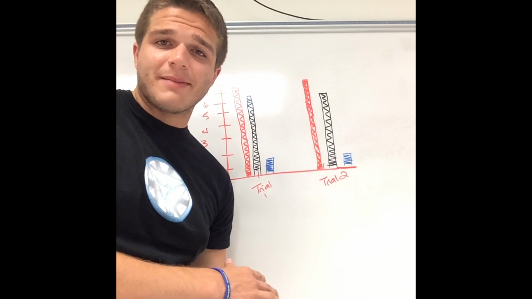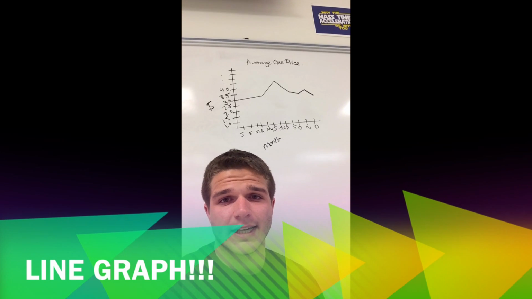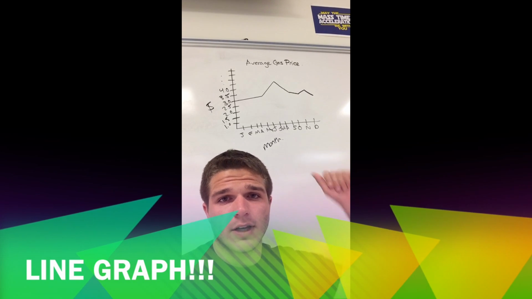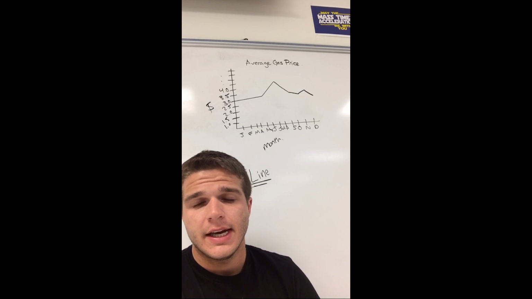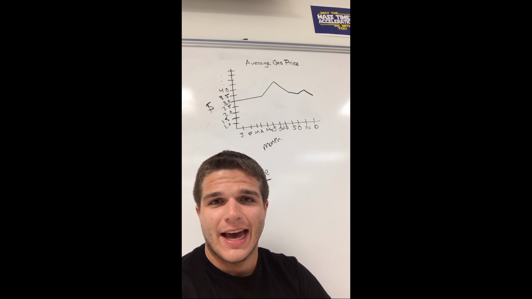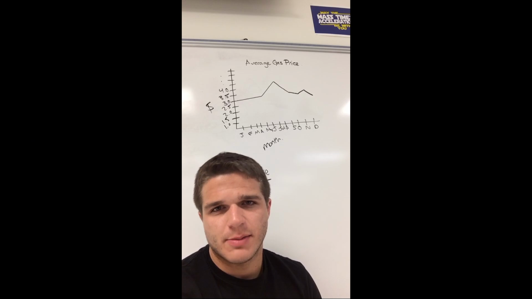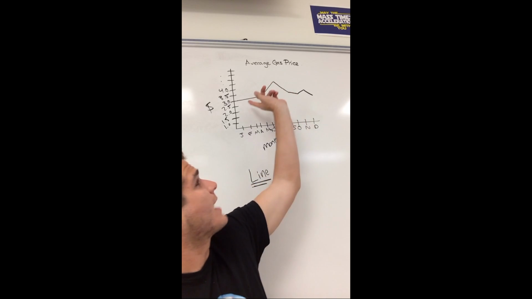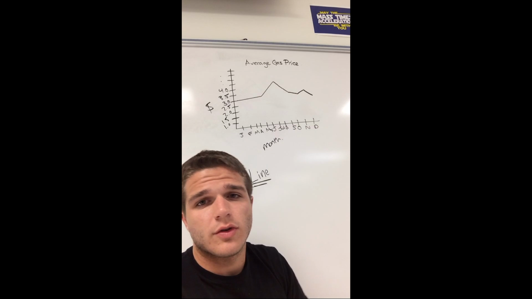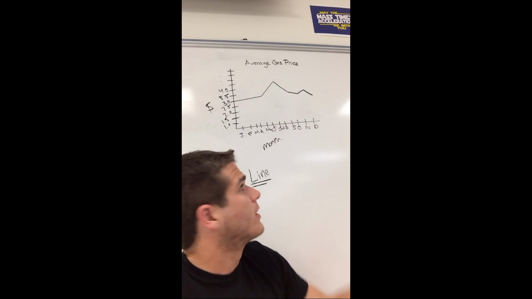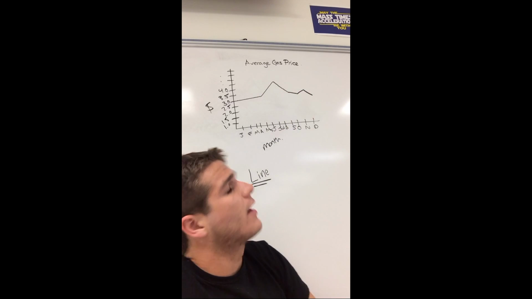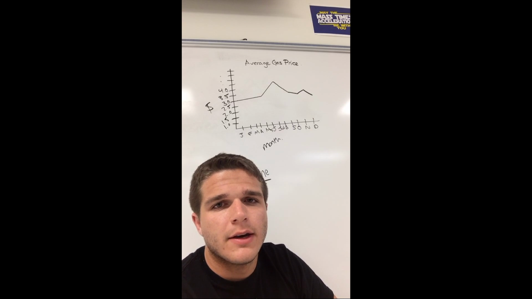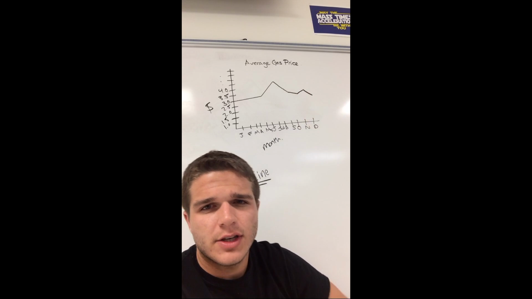Now, there are different types of graphs. If you look above me, you're going to see a line graph. Line graphs look a lot like this, and if you look real closely, it is a measure of the average gas price over the span of a year. And you'll see that the gas prices stayed close to $3 for the majority of the year. And as we got towards the summer months, May, June, July, and August, it spiked up, right?